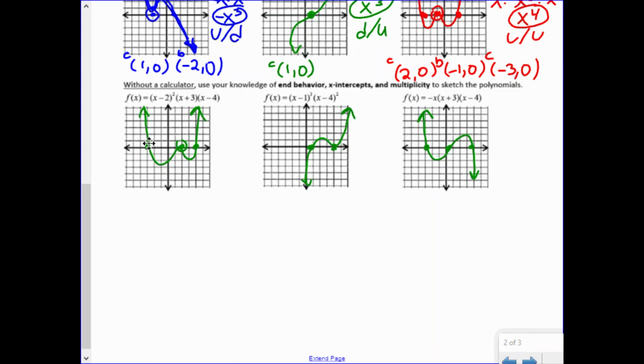Okay? So we're going to stop there. We'll do the second side tomorrow. Make sure you guys are asking questions if you have trouble with this. This is what the majority of the test is going to be.